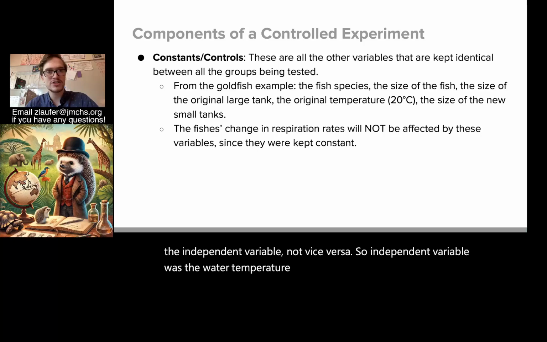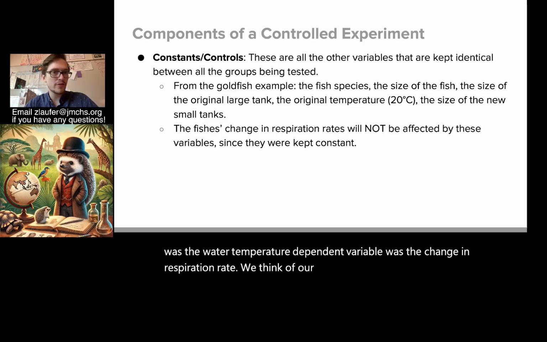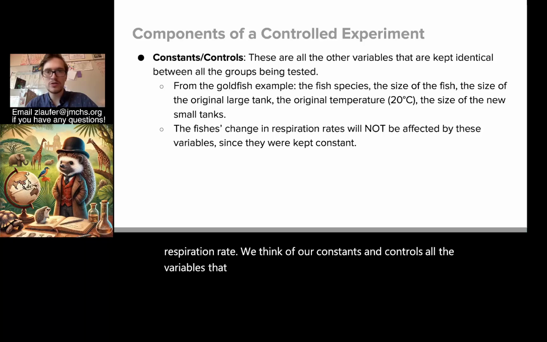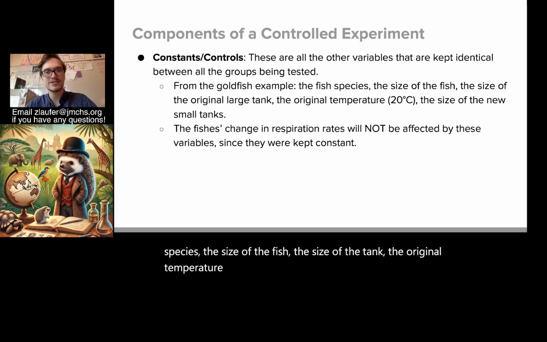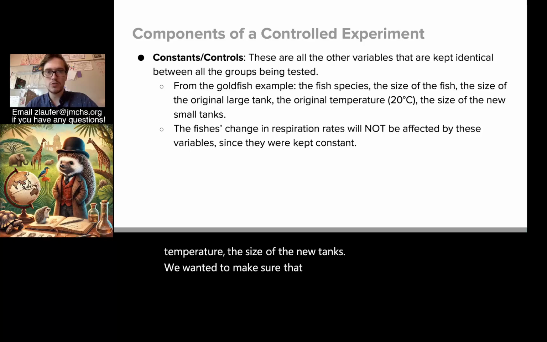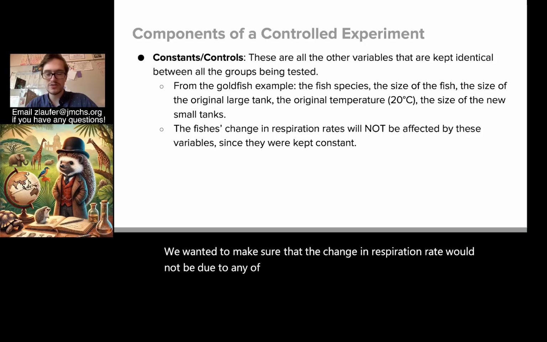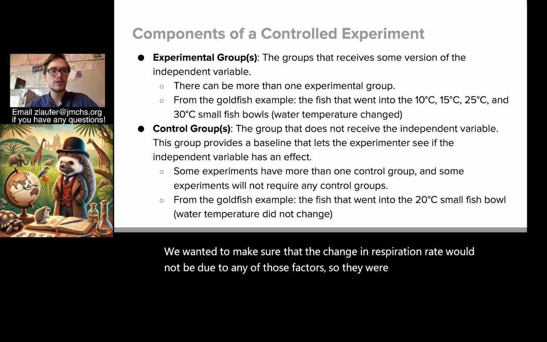Dependent variable was the change in respiration rate. If we think of our constants and controls, all the variables that are identical between the two, we have the fish species, the size of the fish, the size of the tank, the original temperature, the size of the new tanks. We wanted to make sure that the change in respiration rate would not be due to any of those factors, so they were kept identical.